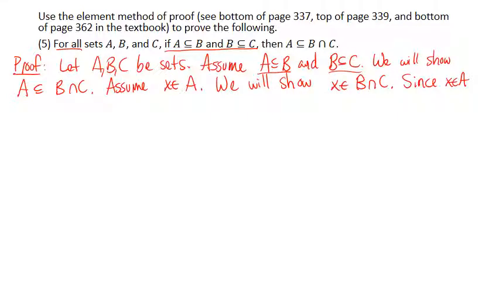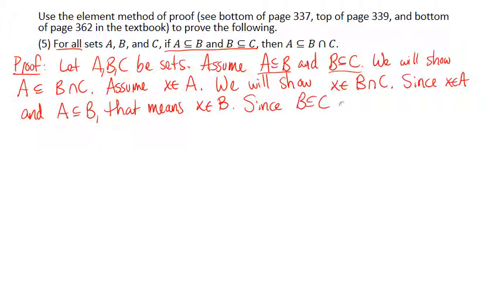So let's use the first one. Since X is an element of A and A is a subset of B, that means that X is also an element of B. That's pretty good because now we're getting closer to being able to show that X is an element of B intersect C, because we've got half of it. Now how are we going to show that X is also an element of C? Well, we do also know that B is a subset of C. So since B is a subset of C and X is an element of B, that means that X is also an element of C. So we have both things that we need.